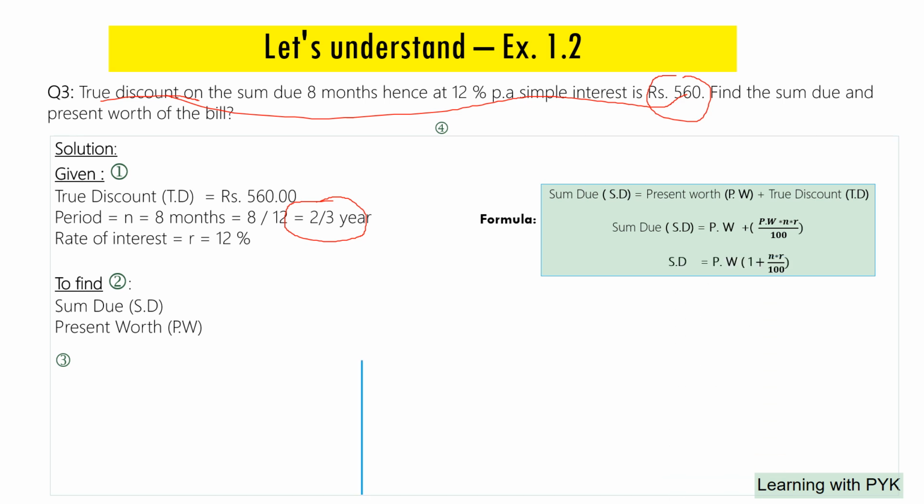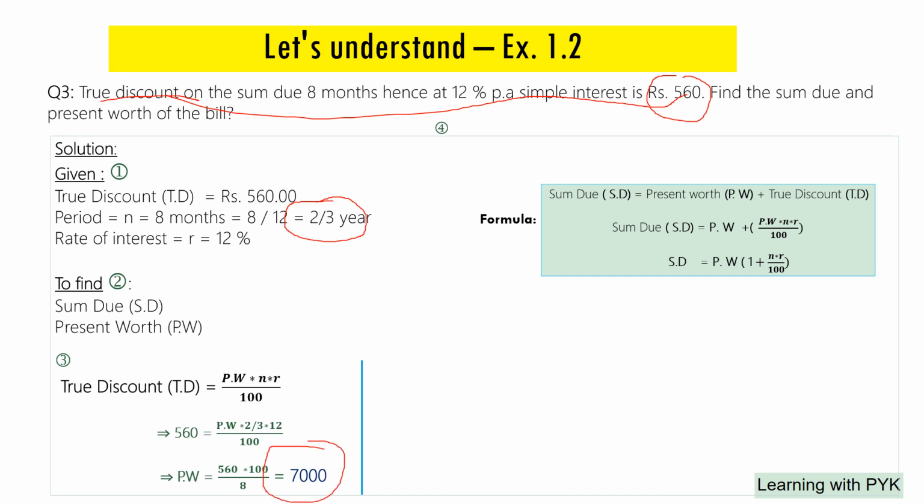So let's divide it into 2 parts. We need to calculate the sum due and the present worth. So we'll start with true discount. True discount is calculated as a simple interest on the present worth. So 560 is present worth multiplied by period, that is 2 by 3, into rate of interest 12 divided by 100. So PW comes out to be rupees 7,000.